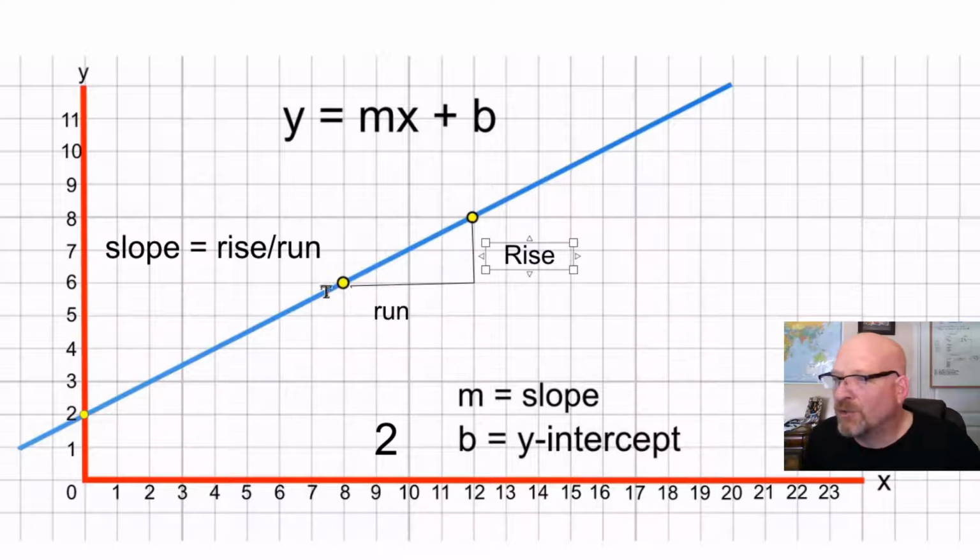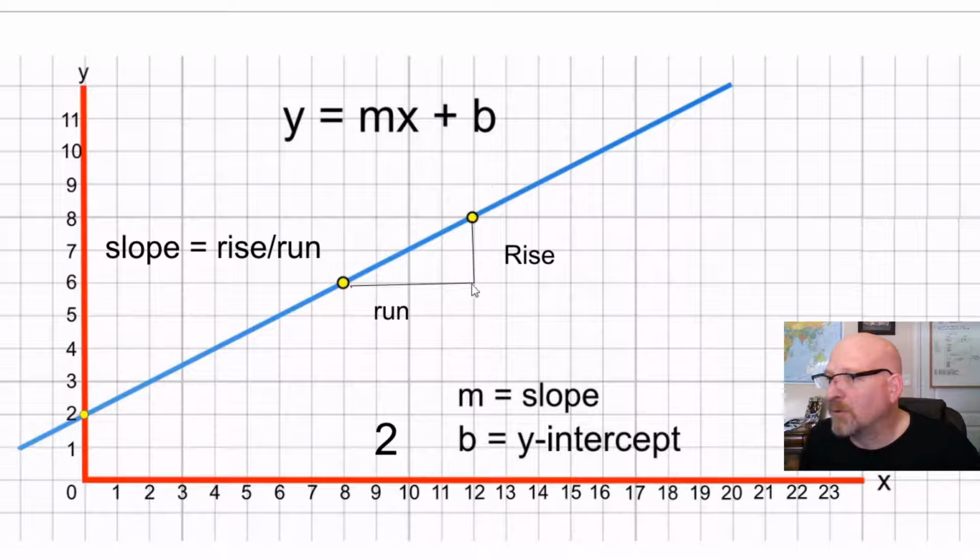You choose any two points. We've chosen these, and this distance here is the rise. In this particular case, the rise is equal to 2. For the run, it's going from this point all the way over to this point, so it's 1, 2, 3, 4. You have to make sure that this is at 6 on the x and 8 on the y, and this is at 12 on the x and 8 on the y. The difference between 12 and 8 is indeed 4.